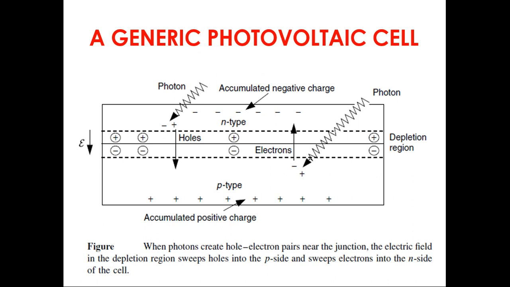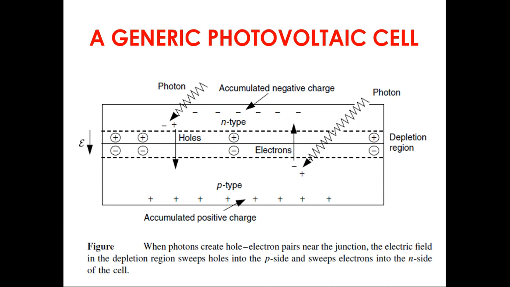If we talk about the generic photovoltaic cell, when electrons and holes are created as the photon is bombarded, at the depletion region there will be accumulated negative charge in the n type and accumulation of positive charge on the p type, and the electric field in the depletion region swipes a hole into the p side and swipes the electron onto the n side. So there is a recombination that takes place here, and due to photon energy, the energy will be developed at this band.